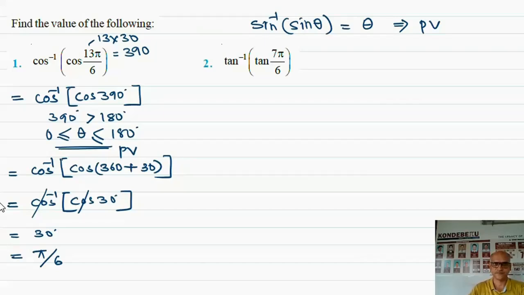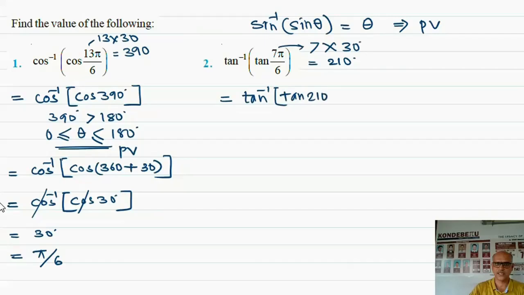This is the first one. Now tell me, we take the second one. Again I will convert this into degree, for easy understanding. 7 into pi by 6, where pi by 6 is 30 degree, 7 into 30 is 210. So I will write this as tan inverse of tan 210. Here also tan inverse and tan does not get cancelled because 210 is greater than 90.